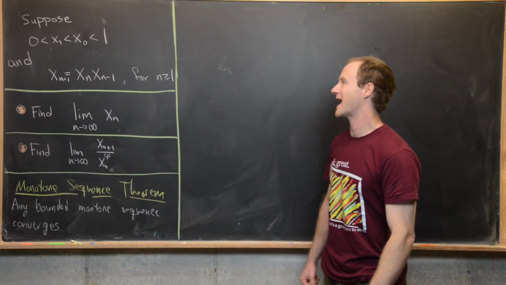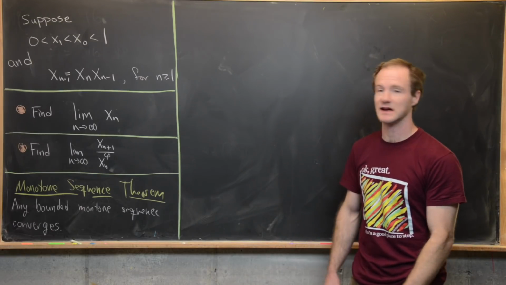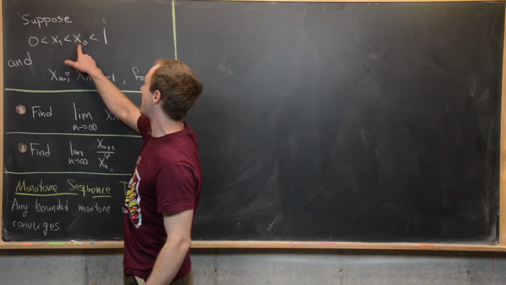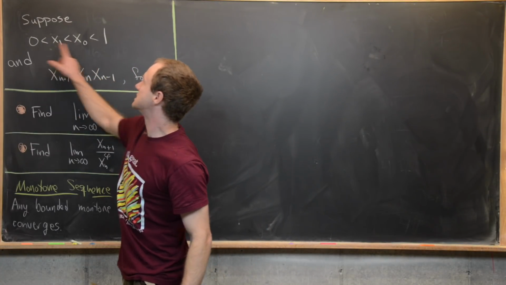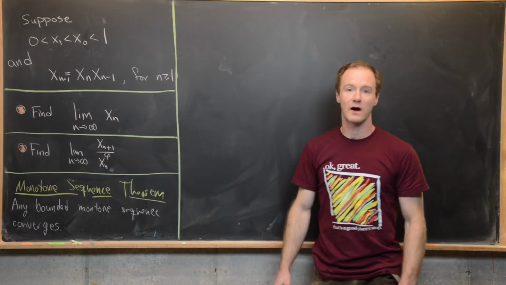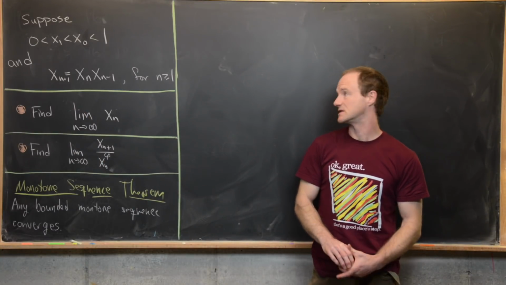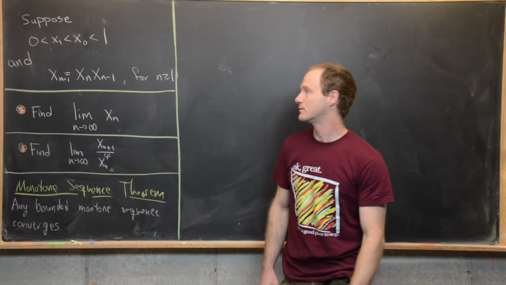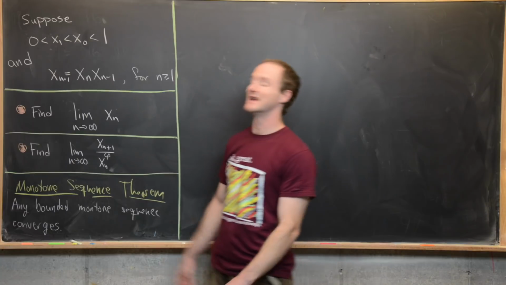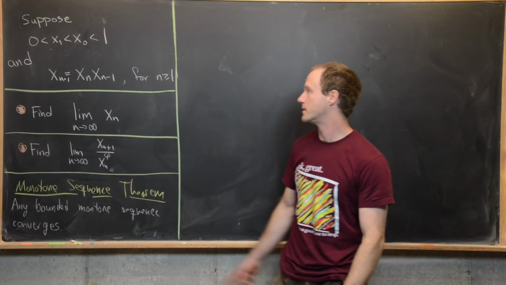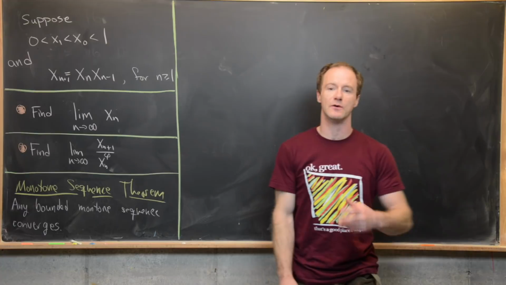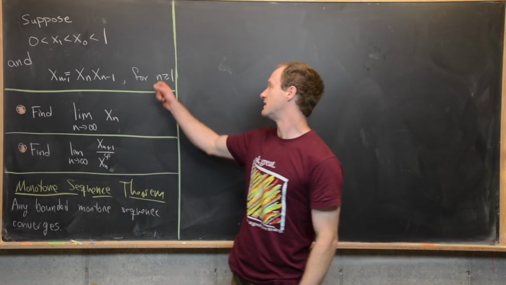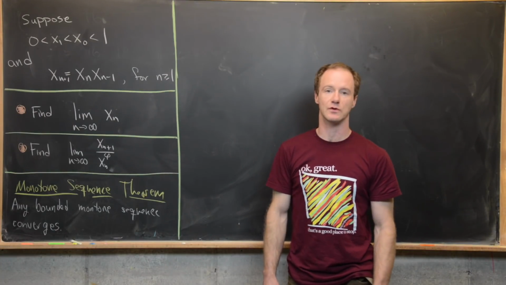But here we're going to look at a multiplicative version of that, like I said before. So we want to suppose that x1 and x0 are between 0 and 1, where x1 is less than x0. And then furthermore, we're going to take x_{n+1} to be equal to x_n times x_{n-1}. So if we had a plus between those, that would be exactly the Fibonacci recursion. But here we're going to have multiplication. That's going to be for all n bigger than or equal to 1.